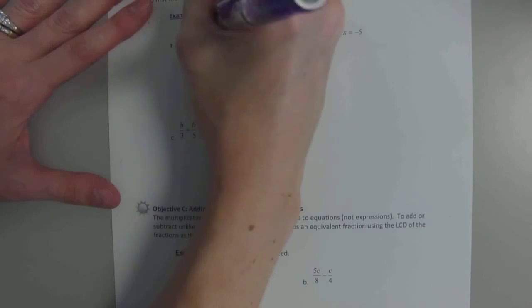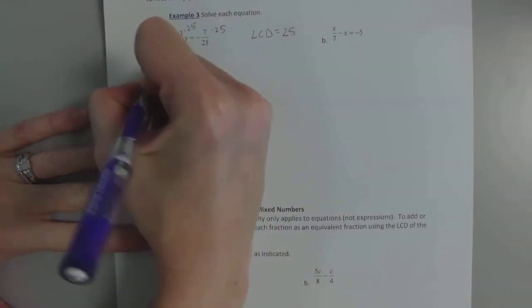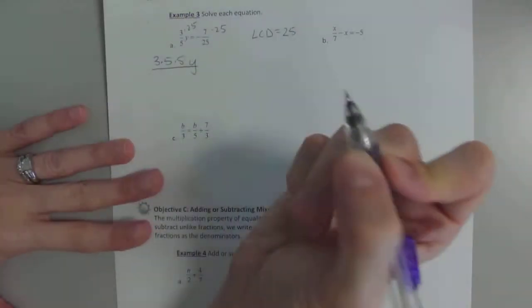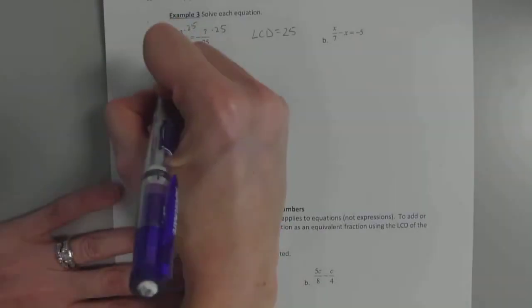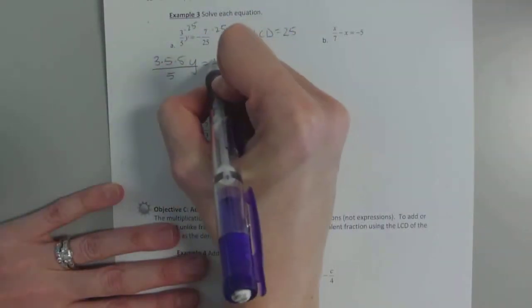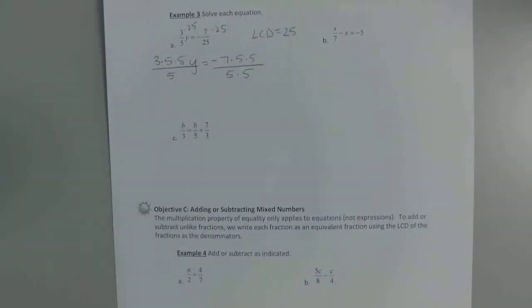What's the LCD between 5 and 25? 25. So what it does is it multiplies this by 25 and this by 25. So over here, we're going to have 3 times 5 times 5 times y. Okay? Because I'm going to break it up because I want you to see what cancels out. I don't want you to have these big numbers. And that's all over 5 because we have that 5 there. And over here, you have negative 7 times 5 over 5 times 5.